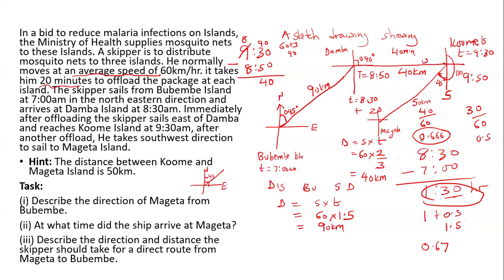Actually, I got confused from Damba to Koome. Damba to Koome. Now, they told us that he reached Damba at 8:30, not so? Yes. In simple terms, how do you understand offloading? Like giving out the goods, like delivery.